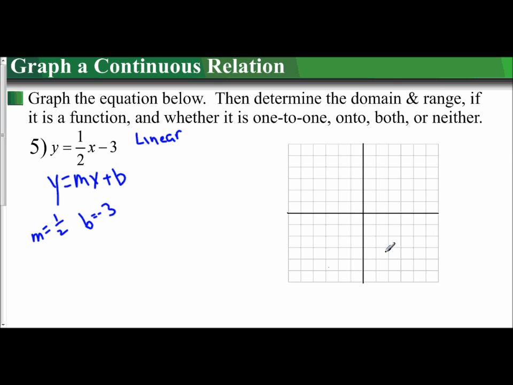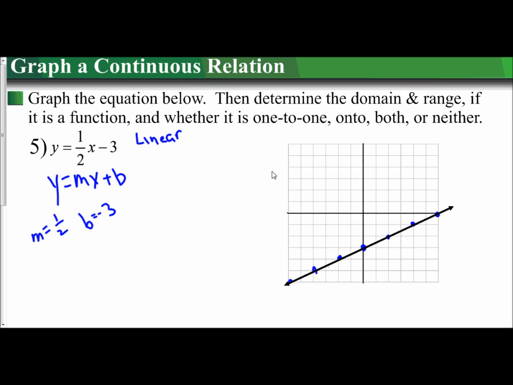So to graph it, I'm going to go to -3 on the y-axis, go up 1, right 2, and I'm going to follow that pattern. And then I'm going to flip it and do down 1, left 2 to continue the pattern. And these will be connected with a straight line. So that is going to be our graph of the relation y equals 1/2 x minus 3.